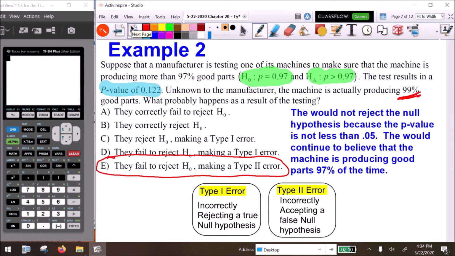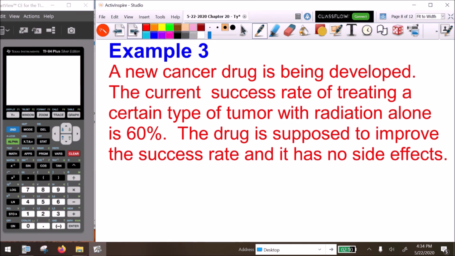All right, let's look at another example. In this next example, we just have to read a scenario and think about possibilities of type 1 and type 2 errors. So we're just reading this scenario and thinking about what a type 1 and type 2 error would mean in the context of this situation.